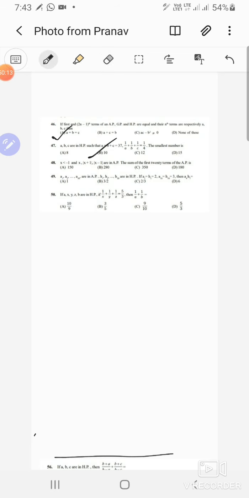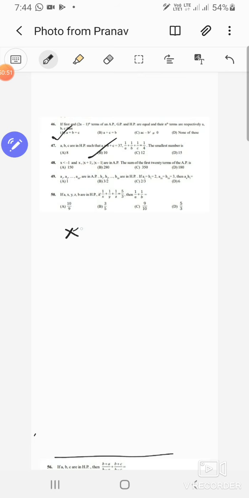Yep. So if x is less than minus 1 and x, mod of x plus 1, and mod of x minus 1 are in AP, fine, then the sum of the first 20 terms of the AP is, okay, so x, mod x plus 1 and mod x minus 1 are in the AP. x is less than minus 1. Oh wait, x is less than minus 1, which means that all of them are negative. Okay, so mod x plus 1 can be written as minus of x plus 1. Okay, fine, that should work.